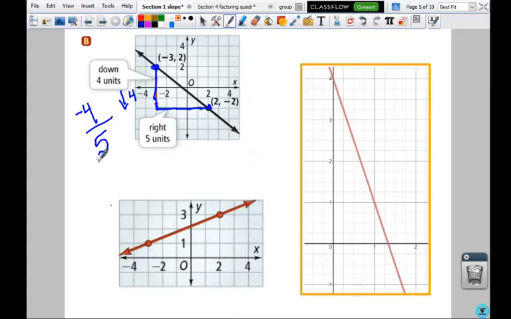-5/4 is my slope. Moses, did you just get in trouble for messing around during the lesson?